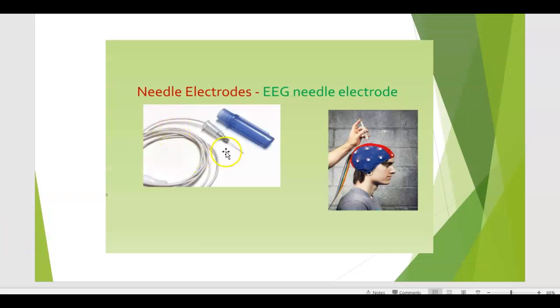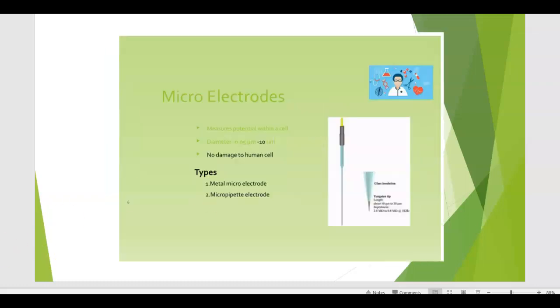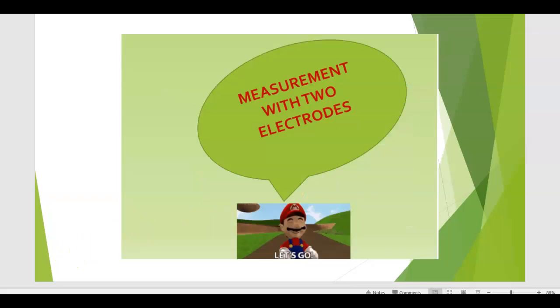Needle electrodes. This is the needle electrode. Here it is shown in the figure how the needle electrode is penetrated into the skin. Needle electrodes are microelectrodes that measure potential within a cell. The diameter range is mentioned over here. This causes no damage to the human cell. This is microelectrodes. The types of microelectrodes are metal microelectrodes and the micropipette electrode.